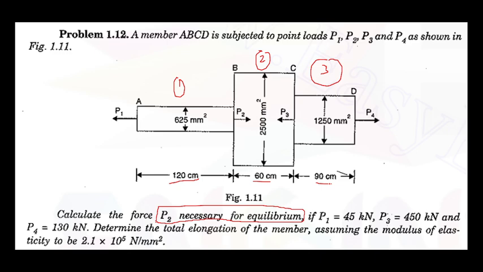We can see that these are all horizontal forces, so you can directly apply the equation of equilibrium in the x direction. Consider one side as positive and the other as negative. So what we can say is P1 plus P3 is equal to P2 plus P4. Left hand side is equal to right hand side. Put the values of P1, P3, P4, and you will get the value of P2.